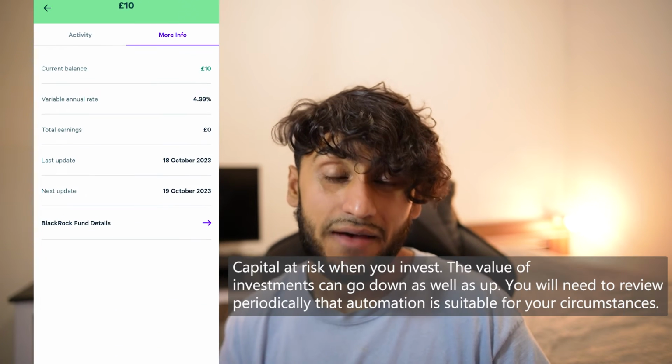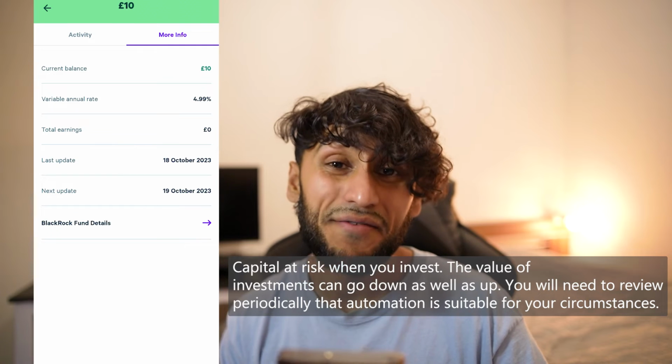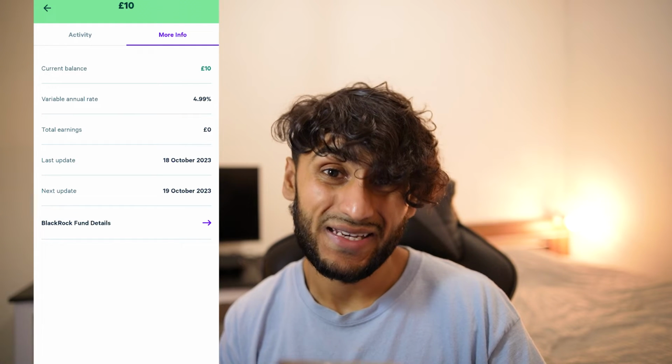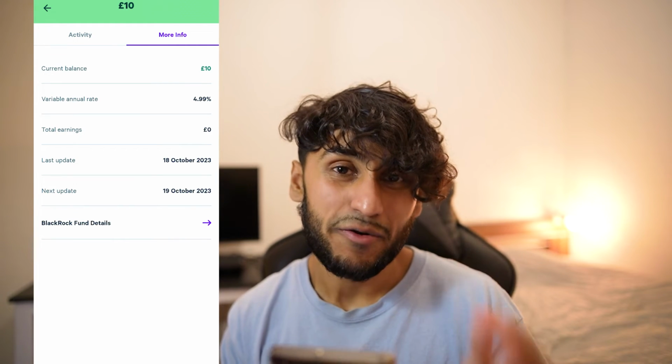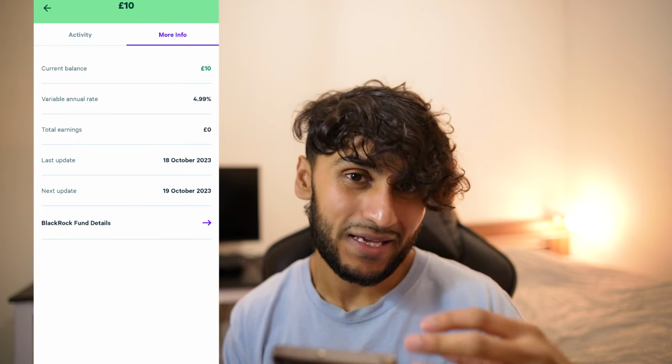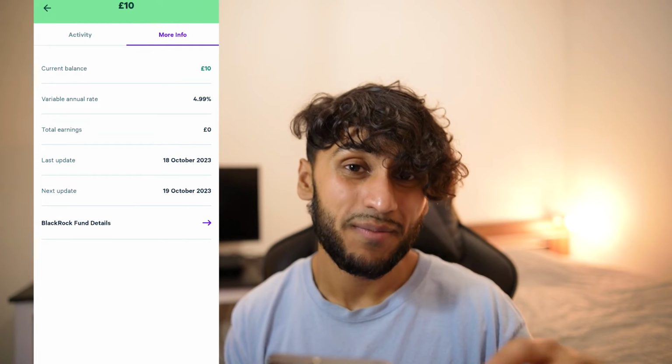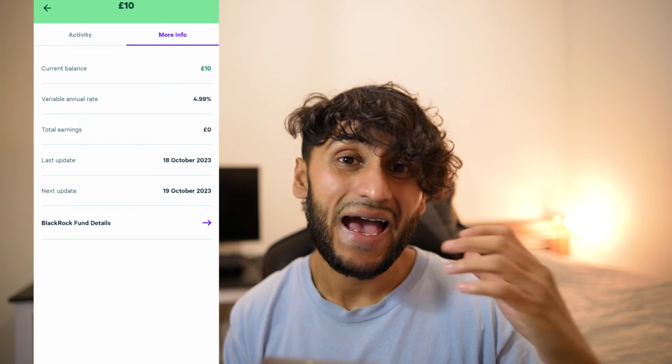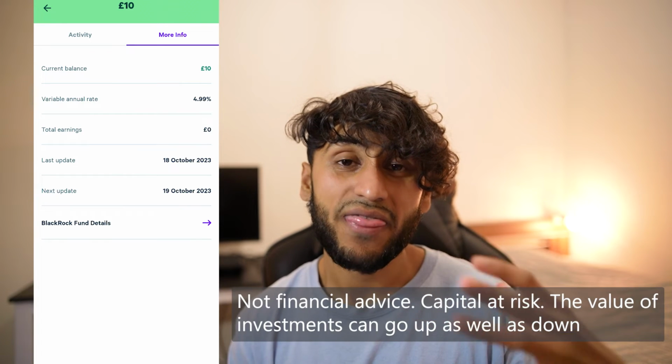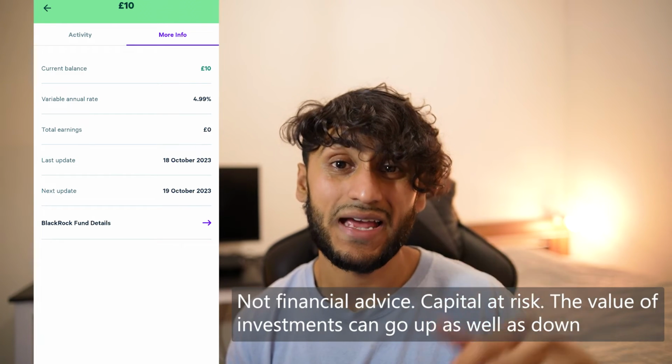So here we see I have a current balance of £10. I have a variable annual rate of 4.99%. And currently my earnings are £0, so I'm not expecting money to be rolling in right now. It will take a bit of time, especially given the fact that I only have £10. If I had something like £1,000, you would be seeing the interest adding up daily.